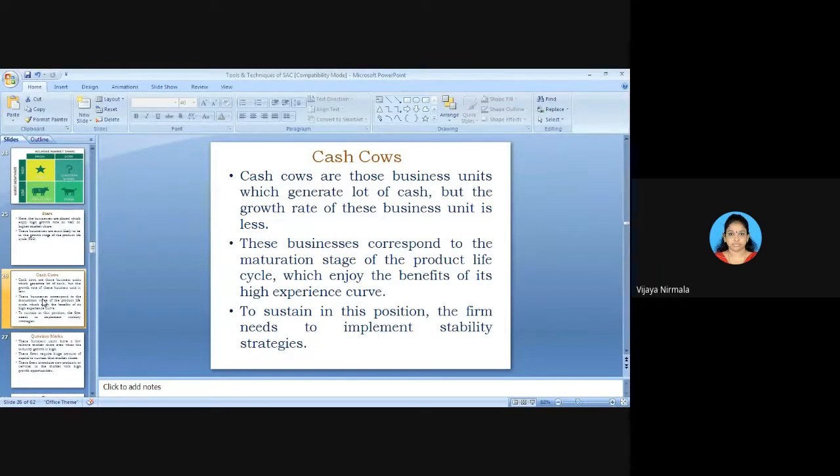Why? Because the profits being generated from cash cows can be reinvested into star firms as well as question mark firms. So the money that you got in cash cows can be reinvested in stars, or in question marks also. Both of them require high resource investment.